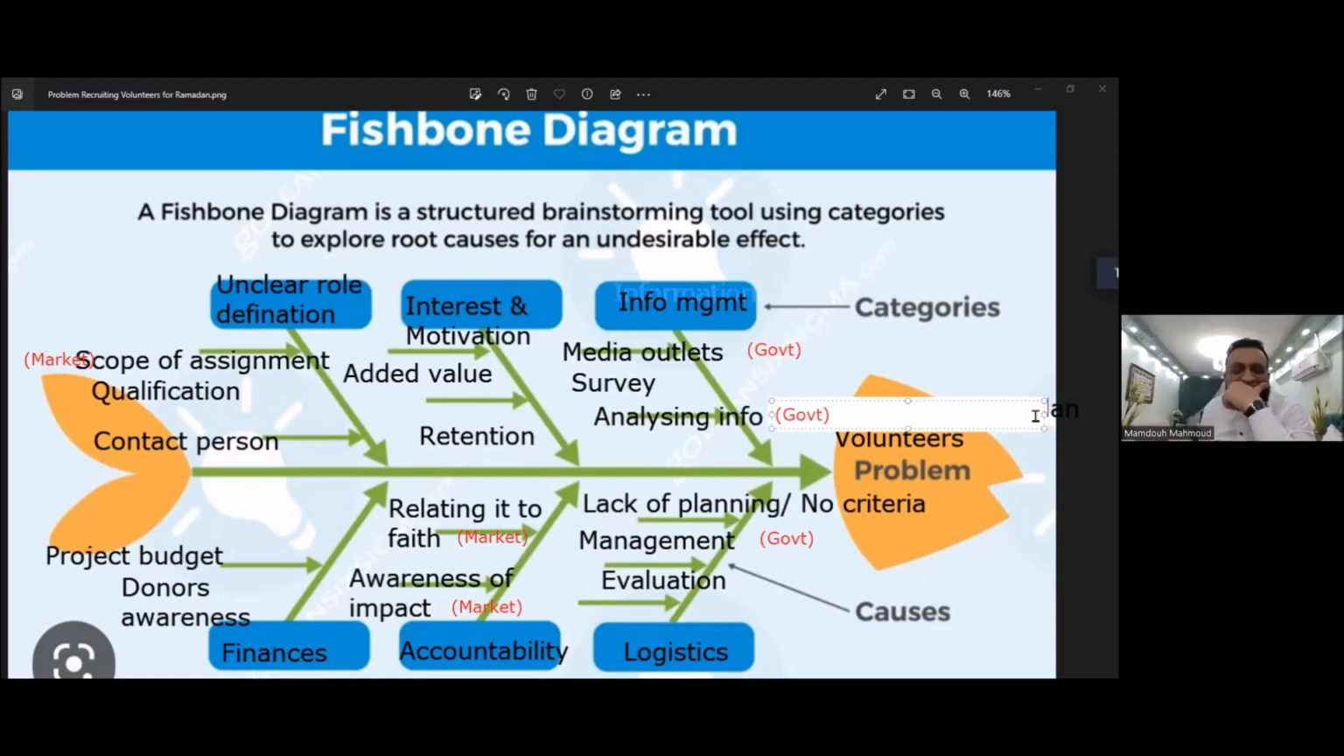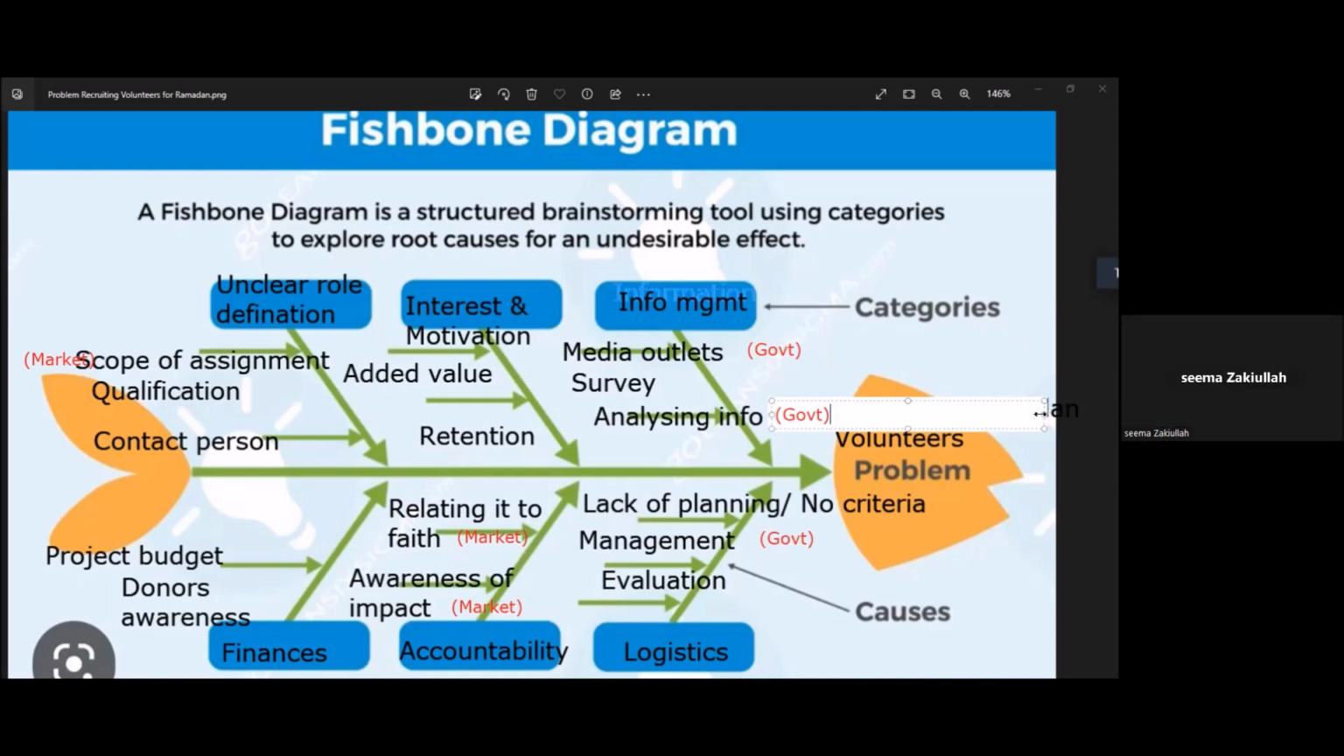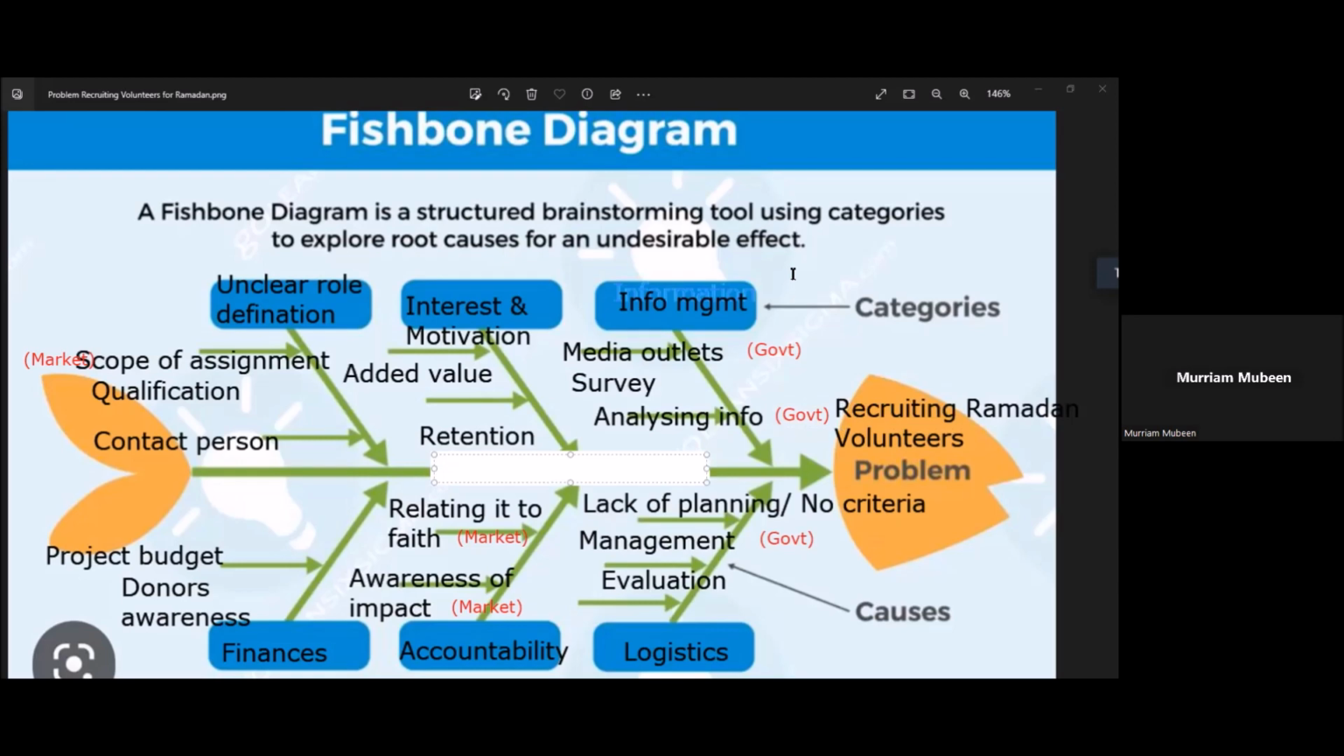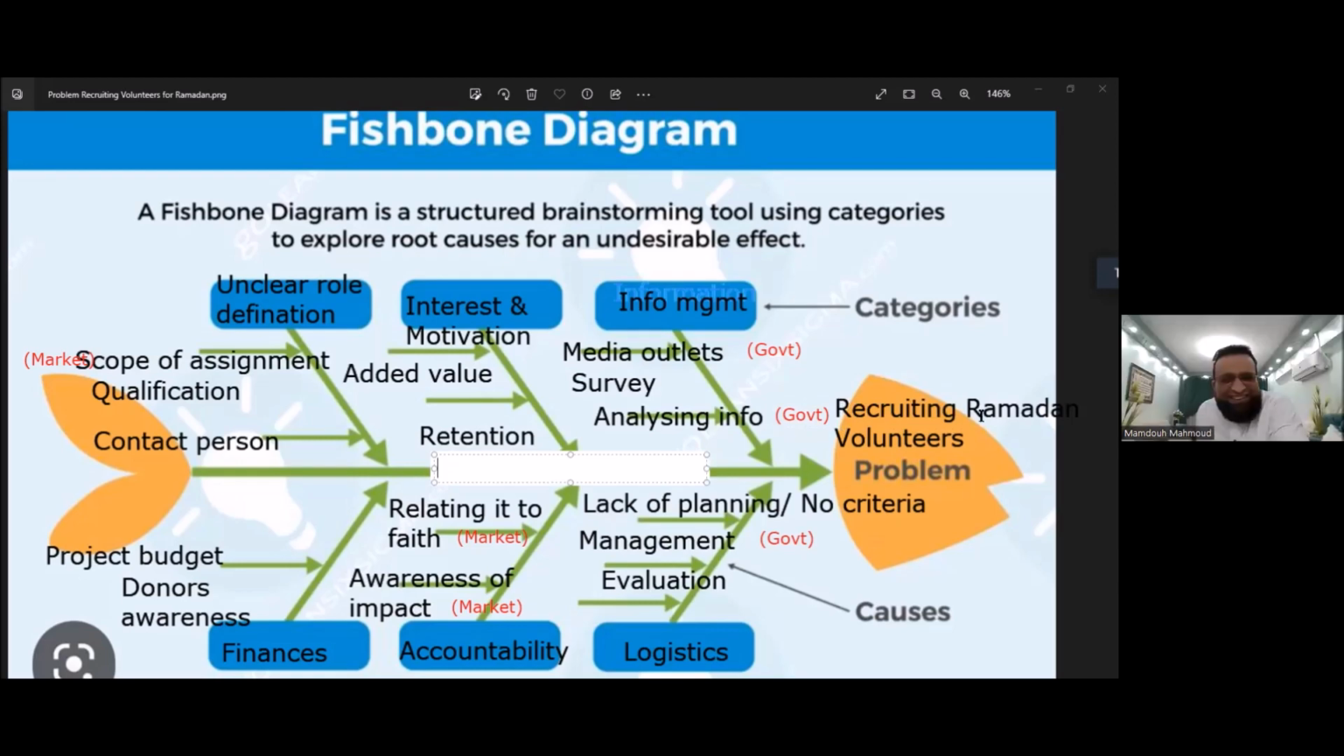What is that? The civil society is missing. The civil society is missing, yeah. So that means what? We don't have enough voices in the community that actually become the liaison between the market and the administration. Wow, Sheikh, you nailed it. You nailed it.